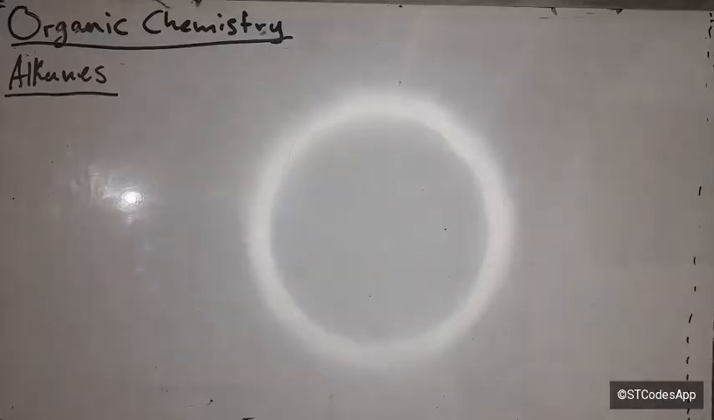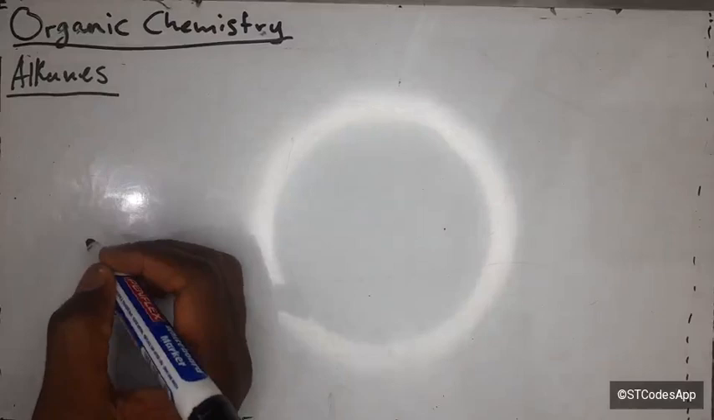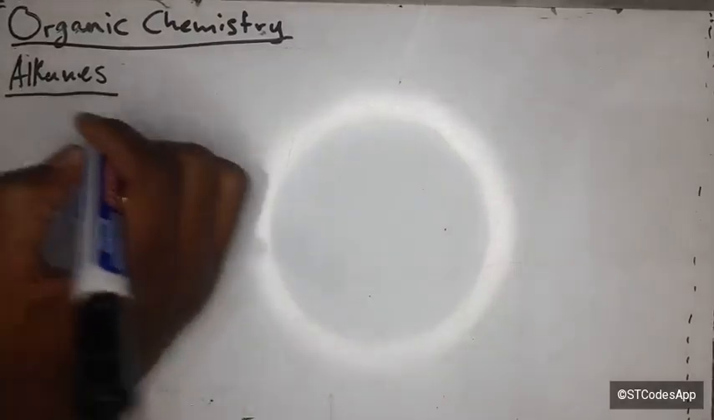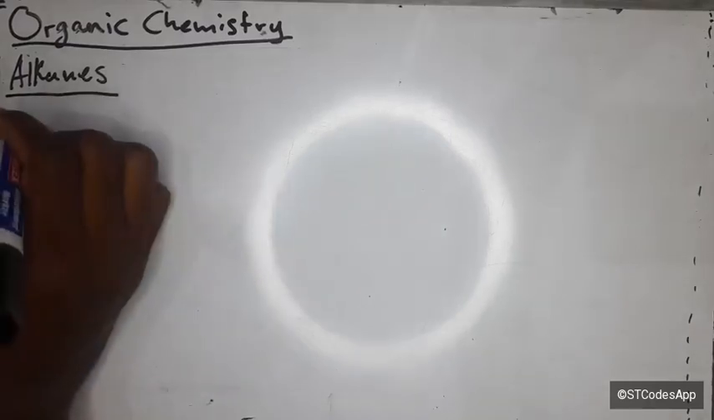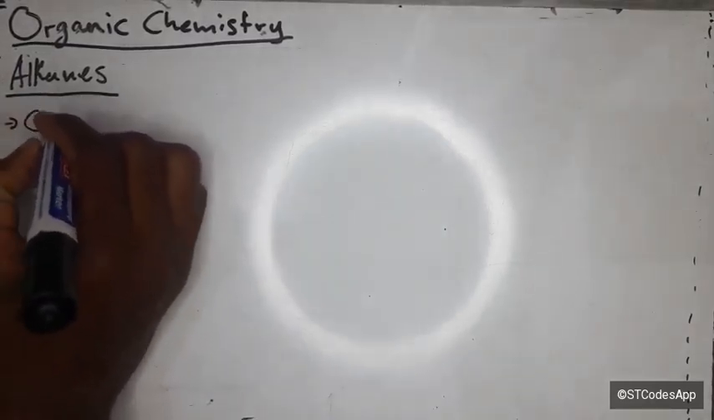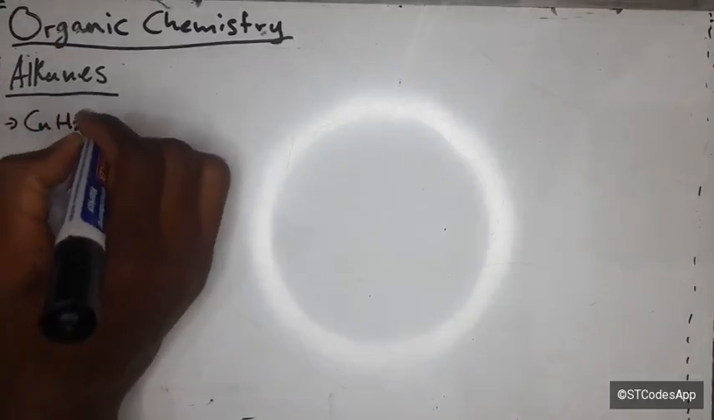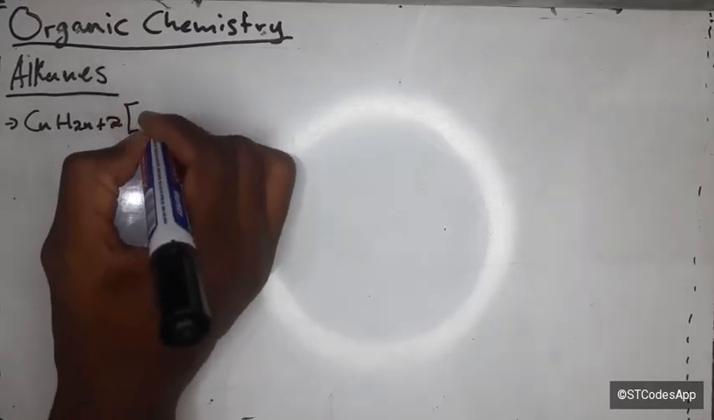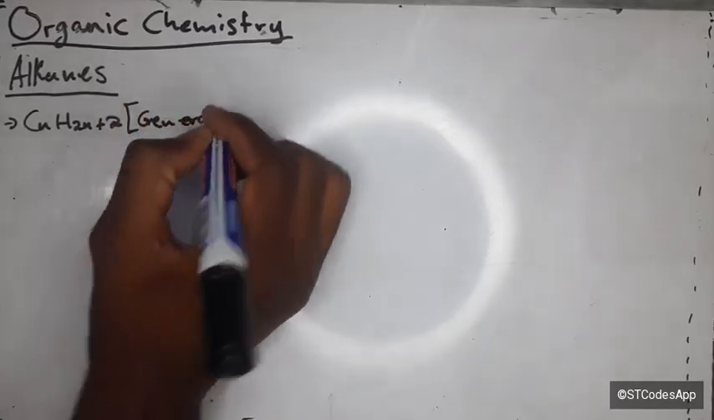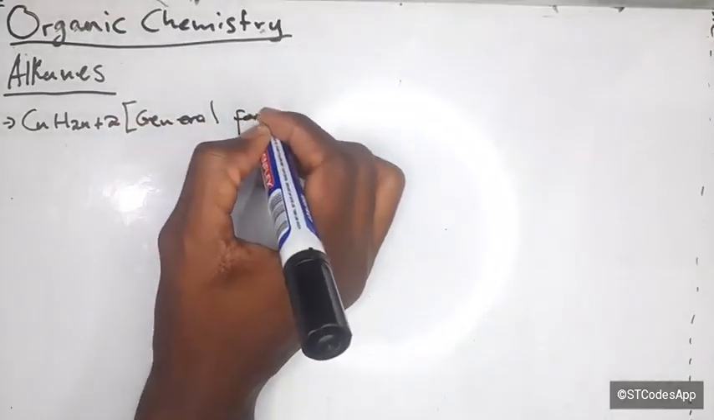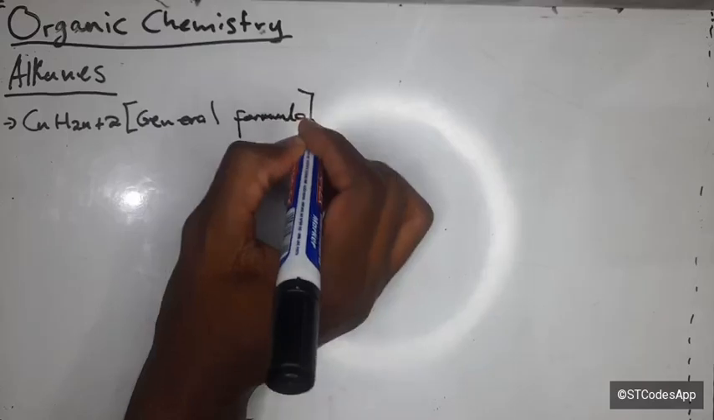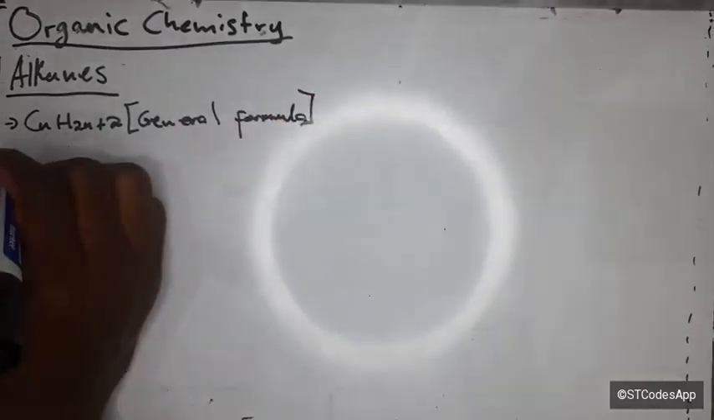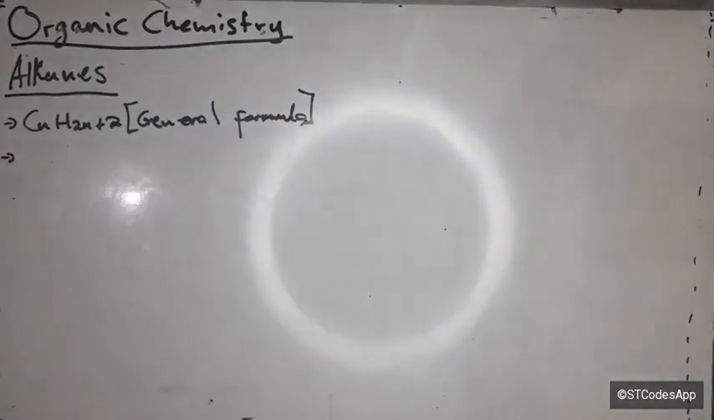Alkanes. Well, let's talk about alkanes here. What do we know about alkanes is that it has a general formula of CnH2n+2. This is the general formula. And how do we see it? I mean, the functional group, remember?